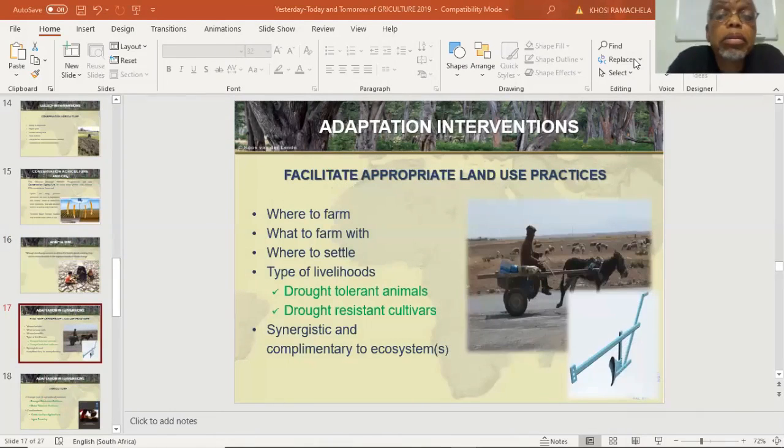All right. The aspect of adaptation in terms of facilitating appropriate land use, such as where to farm, what to farm with, and where to settle. The type of livelihoods, in terms of how do we survive, like smaller farmers, the aspect of drought-tolerant animals, drought-resistant cultivars, synergistic and complementary to ecosystems, and that is how do we utilize our ecosystems so that we integrate sustainability.